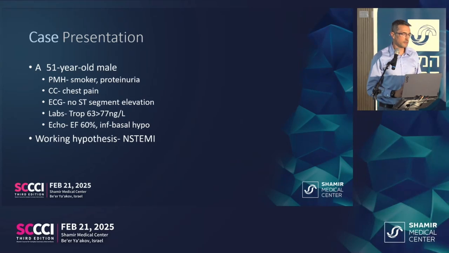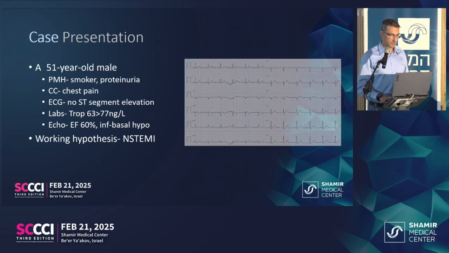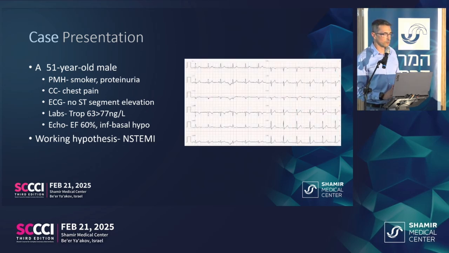So this is a case of a 51-year-old male that presented with chest pain. He has a positive medical history for smoking and proteinuria, and presented with an ECG, which seems to be quite normal. Labs showed elevated troponin, just about 60 to 75, EF of 60% with inferior basal hypokinesis, and the working hypothesis was that this is a non-STEMI patient.